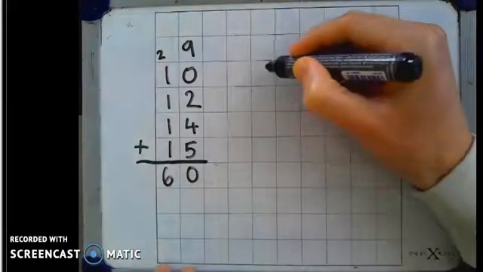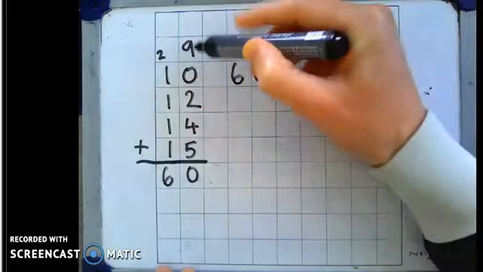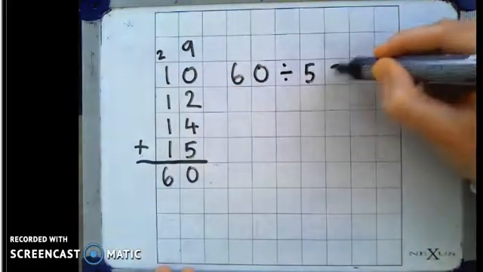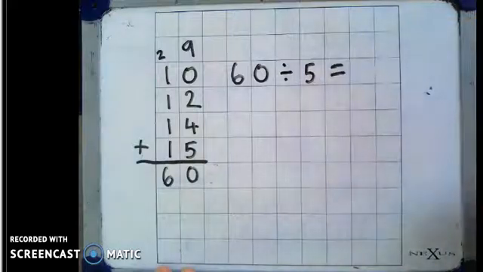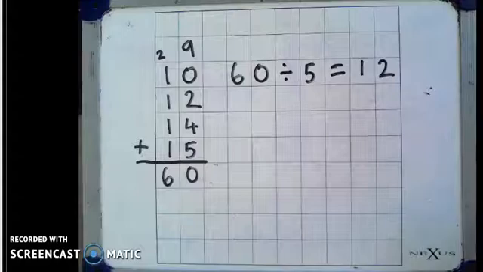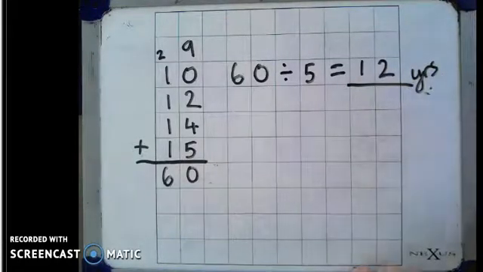And now step 2, we need to divide that by the amount of numbers there were. 1, 2, 3, 4, 5, because there were 5 children. 60 divided by 5 is 12. The mean age of those children is 12 years old.